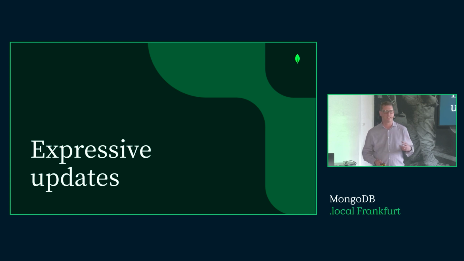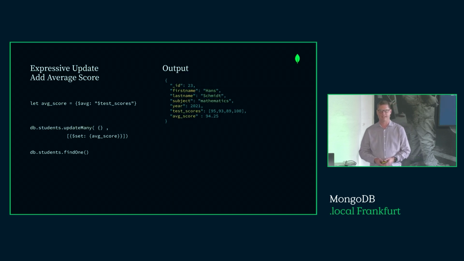Well, we can use expressive updates. And expressive updates allow us to send to the server an instruction that says, for each record matching this query, I want you to set the following fields based on maybe some data I send you, like a normal update, but also on the current value of the other fields in that record. So I'll give you an example. Let average score equal the average of test scores.